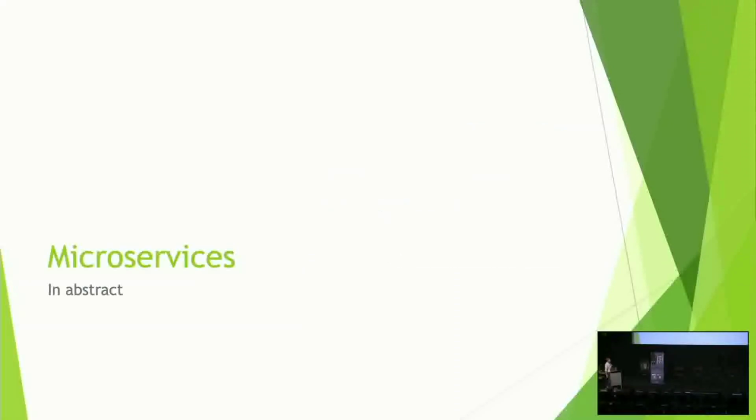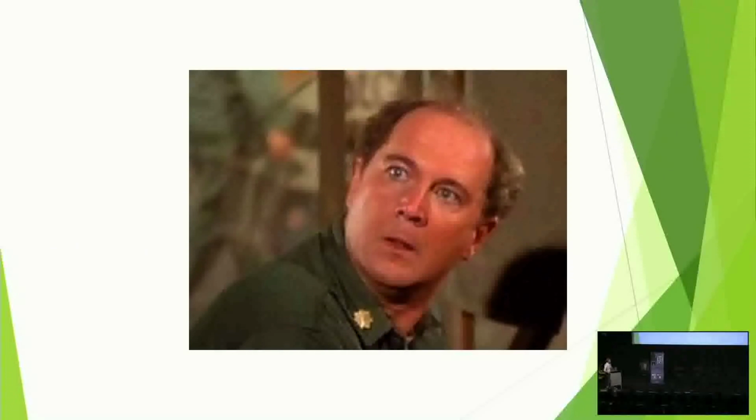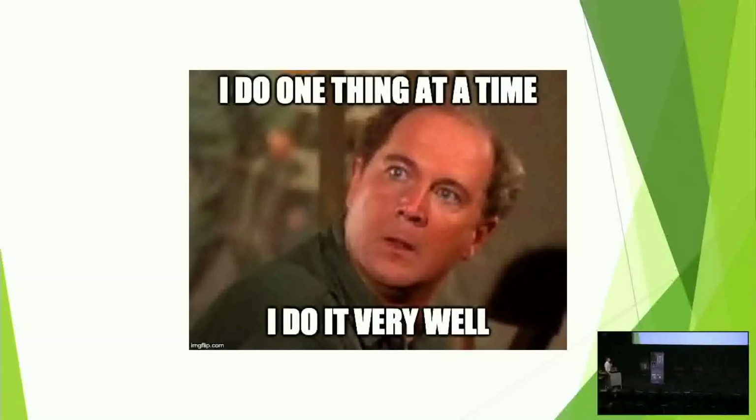So first things first, most people here have probably heard of microservices and have a general concept of them, but let's take a look at what they mean in abstract real quick. Does anybody recognize this guy? If you're familiar with MASH, this is Major Charles Emerson Winchester III, and he was famous for saying, "I do one thing at a time, and I do it very well." And that's what I like to think of as sort of the distillation of what a good microservice is. If you've heard the joke, a microservice can't fail because then it's doing two things.